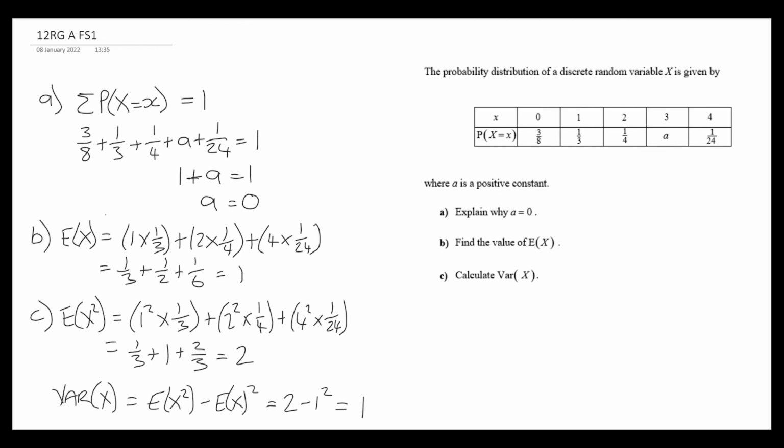Expectation of x was 1. Expectation of x squared was 2, and the variance of x was 1.